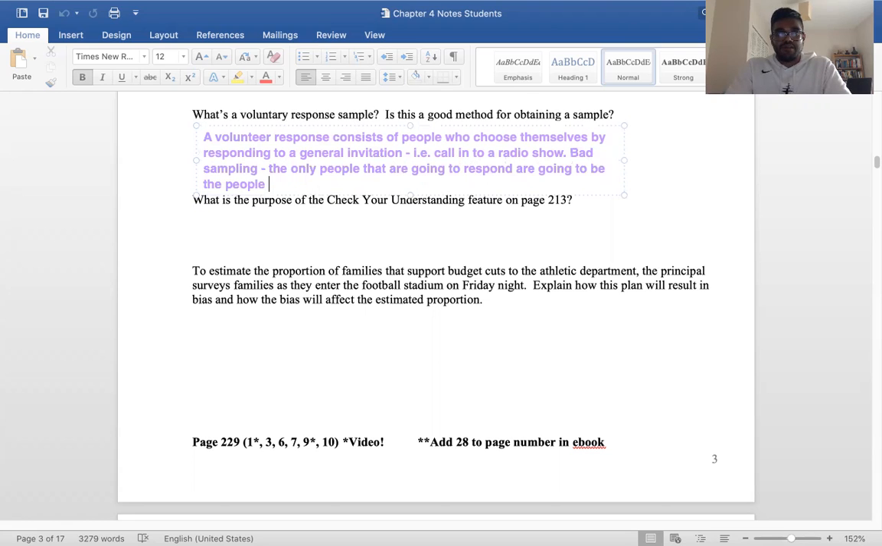So if you think about, like, let's say we did a survey on people who like the food in the school cafeteria, right? If you don't buy the food in the cafeteria, so you bring a lunch every day, then you're not going to care. So you're going to have a lot of bias in the sample.